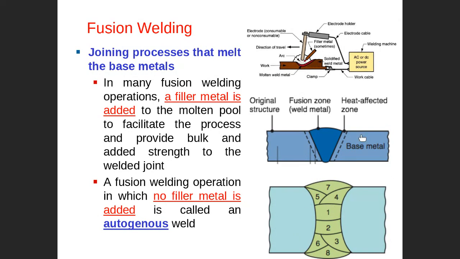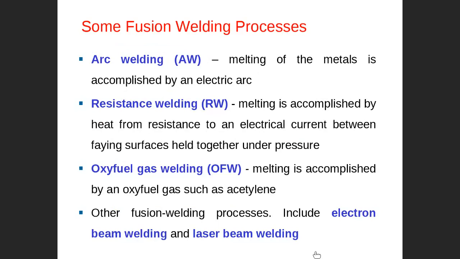And as I told you last time, in some cases in fusion welding, we don't add filler material; we call it autogenous. And this one I will describe later. I will show you some examples of fusion welding where we are not adding filler material. In this case, if in fusion welding we don't add filler material, we call it an autogenous weld. And also, we said last time, talking about fusion welding, we have arc welding, resistance welding, oxyfuel gas welding, electron beam welding and laser welding. These are some examples of fusion welding.